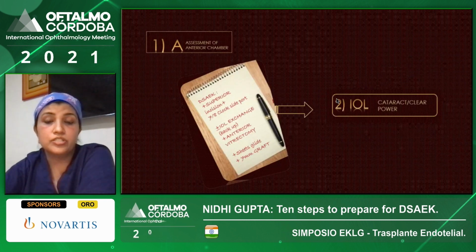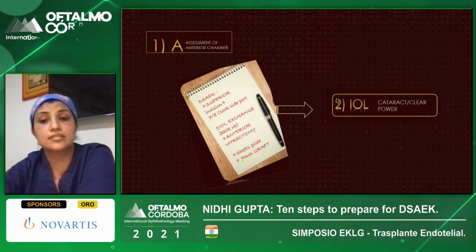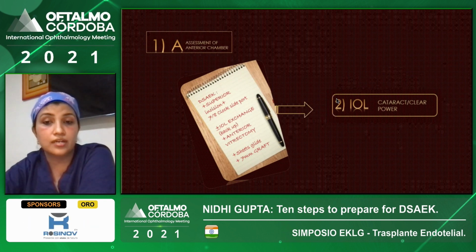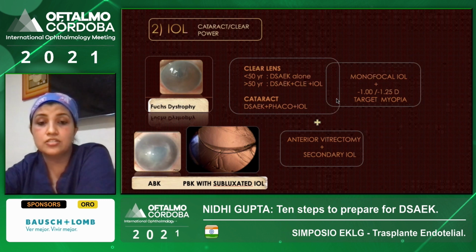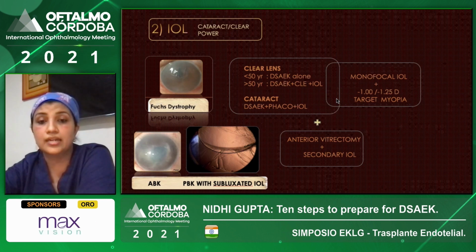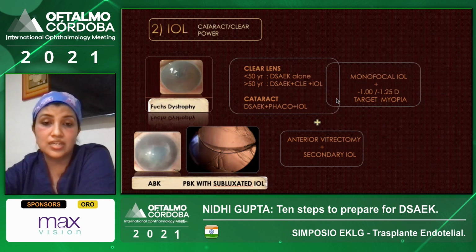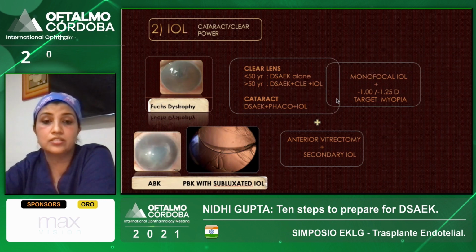A second planning which has to go ahead with your DSAEK cases is whether you're going to be doing a clear lens extraction or you're going to be leaving the patient with just the DSAEK alone. This is one tip which we picked up from Dr. Pineda's talk: maybe the age of the patient is one of the important decisive factors. If it's less than 50 years of age, it's nice to just do an endothelial keratoplasty. If it's a patient above 50 years, it's nice to combine it with a cataract surgery.